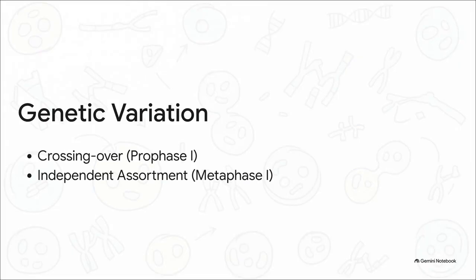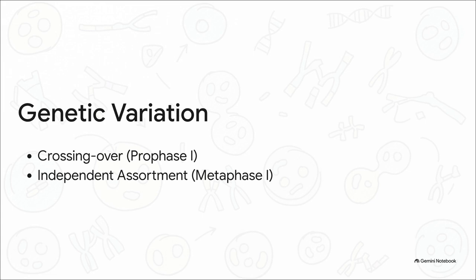But here's the thing. Meiosis I doesn't just divide the cell. It completely scrambles the genetic deck. Notice that during prophase I, when those homologous chromosomes are hugging tightly together, they actually trade pieces of DNA. We call this crossing over, and it creates entirely new recombinant chromosomes.